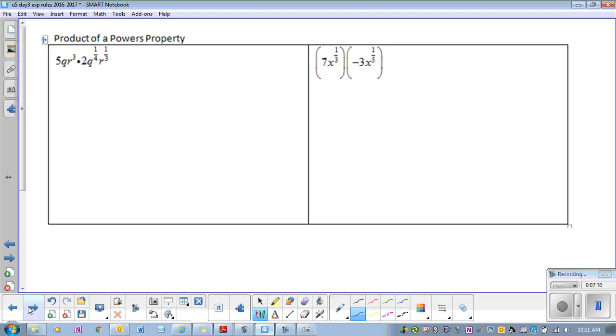So let's look at our first example on the white sheet. If you have just regular numbers, you're just going to multiply those two together. Numbers just do what the operation is, okay? So what is 5 times 2? 10. Yeah, so it's 10.